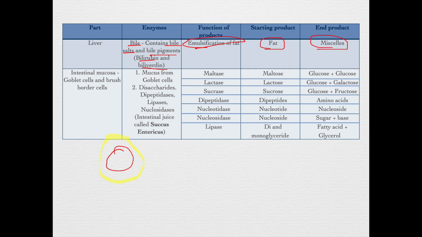The last part of digestion occurs in the intestinal secretions. These are secreted by two cells, which are the goblet cells and the brush border cells. The goblet cells secrete mucus, whereas the brush border cells secrete a group of enzymes, and these are the disaccharidases, the dipeptidases, lipases, and nucleosidases. Disaccharidases are further divided into maltase, lactase, and sucrase.